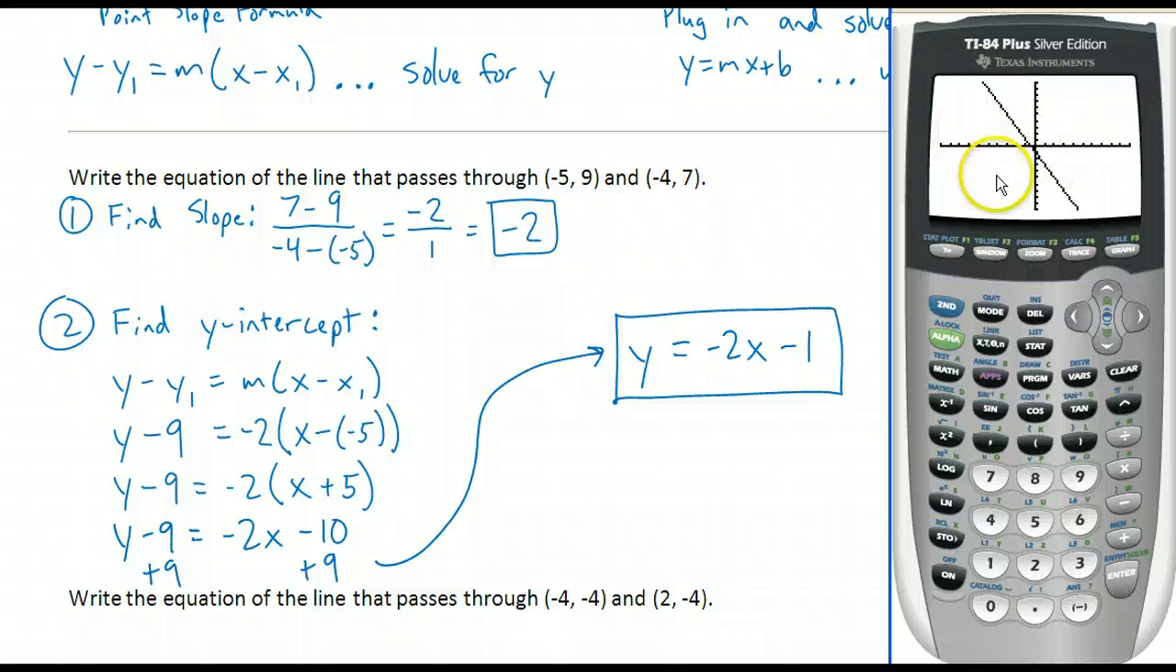To check to see if this is the correct line, I need to make sure that this line goes through these 2 points. So I'm going to hit the trace button.